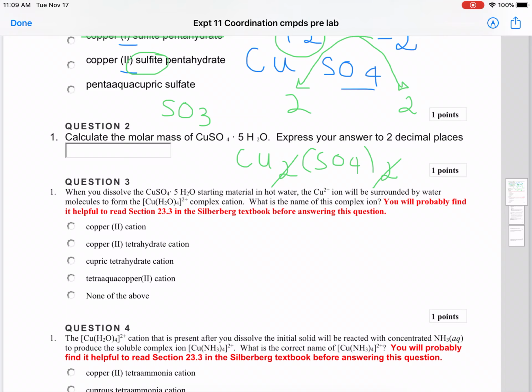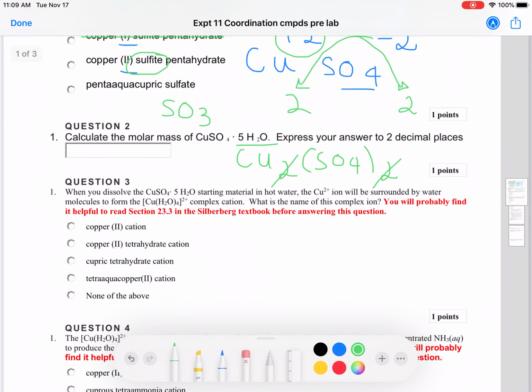And sulfur is 32.065, and then oxygen 16, and then you also need to calculate 5 water molecules. So don't forget your 5 water molecules. Each water molecule, 16 plus 2 is 18. So 18 times 5 is going to be your 5 water molecules. Calculate the molar mass, and then you can write it down, which you know how to do. I'm not going to tell you the number. Okay.